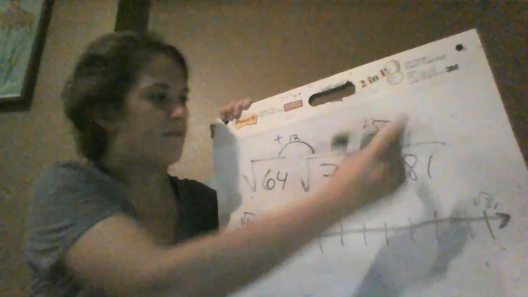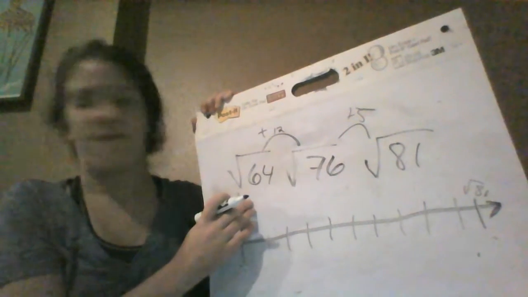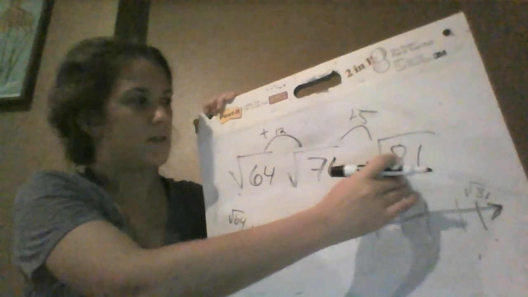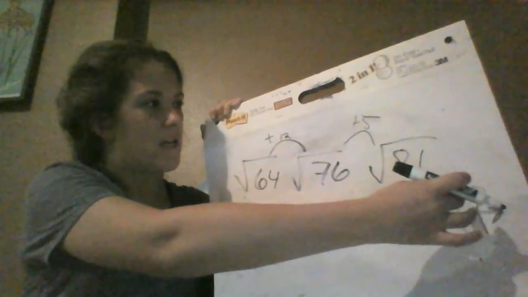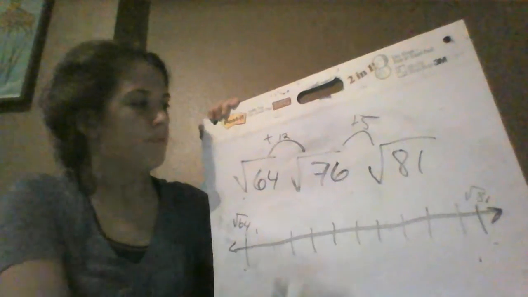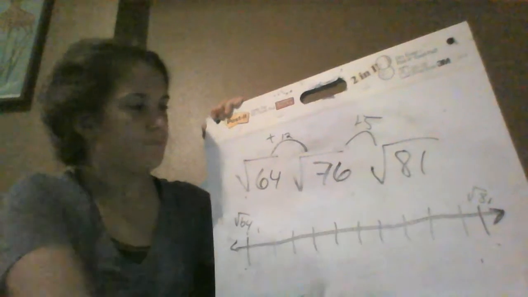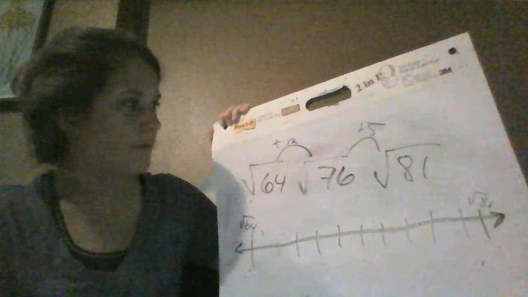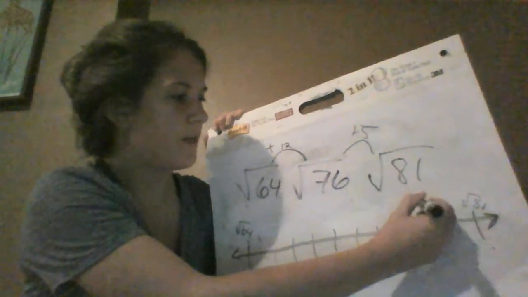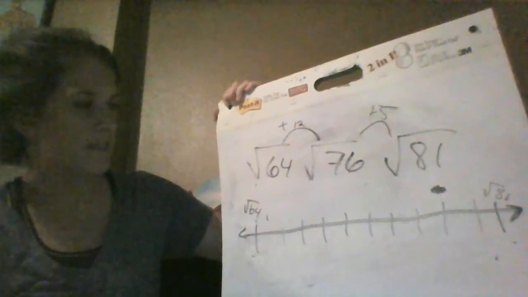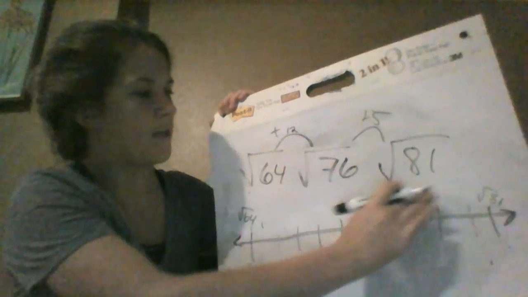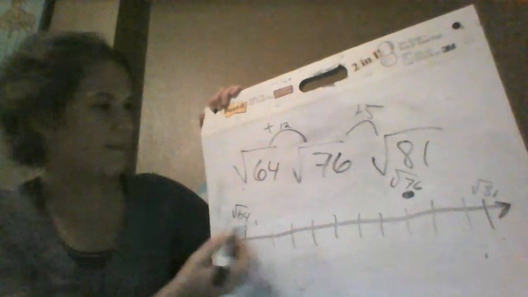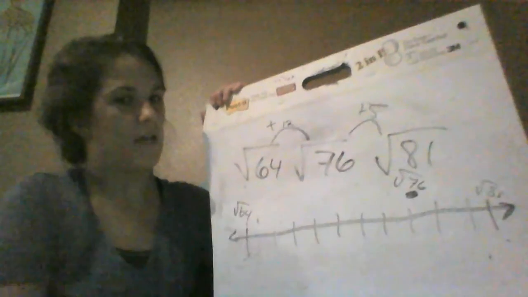So if I'm only 5 spots away from 81, but 12 spots away from 64, then I know that my square root of 76 is going to be a lot closer to 81. It's not going to be right next to 81. It's 5 spots away, but it's going to be closer. So the first thing I'm going to do is figure out, where would I put this on my number line? I would probably put the square root of 76 right here. It falls somewhere between 64 and 81, but it's closer to the 81.